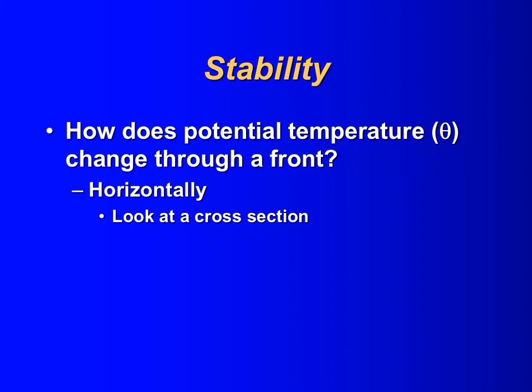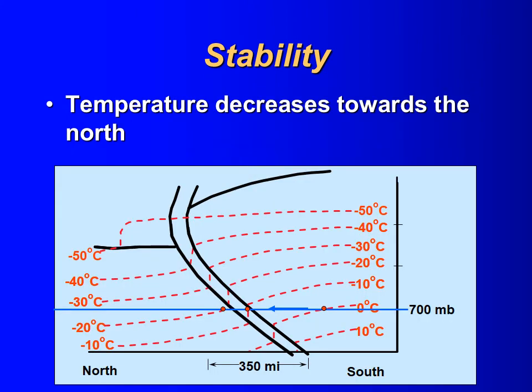Horizontally, you can also plot potential temperature. How does that change through a front? Well, let's look at the cross-section again. Here's our cross-section, and these are the isotherms. We're going to look at 700 millibars, and we're going to look at temperatures at 700 millibars, and at each one of these points where an isotherm intersects 700 millibars, we're going to calculate the potential temperature. Notice, of course, that potential temperature, or regular temperature, decreases as you go to the north. We have 0 degrees Celsius in the south. Going north, you end up with minus 20 or even colder in the cold air.